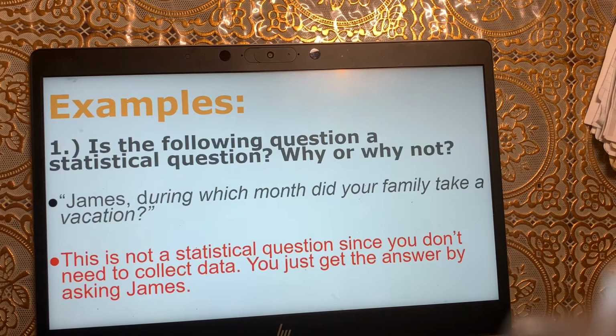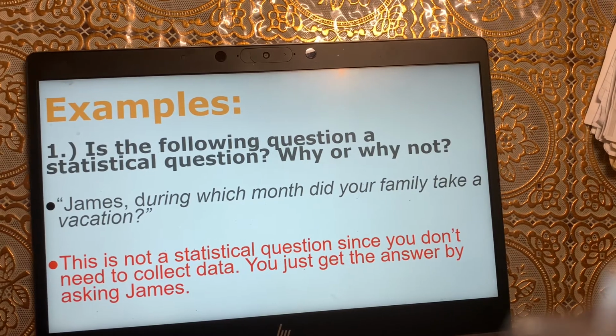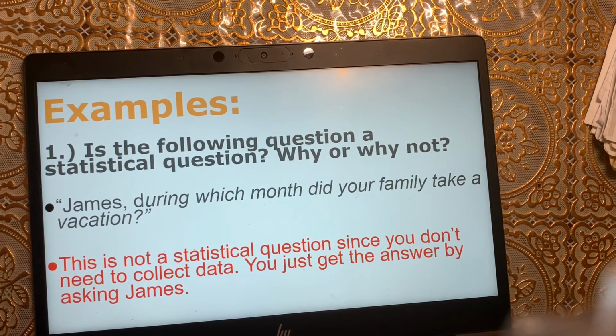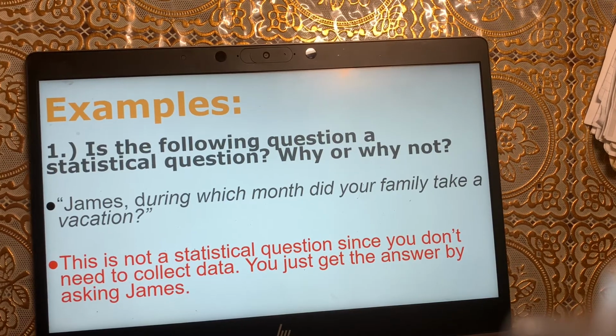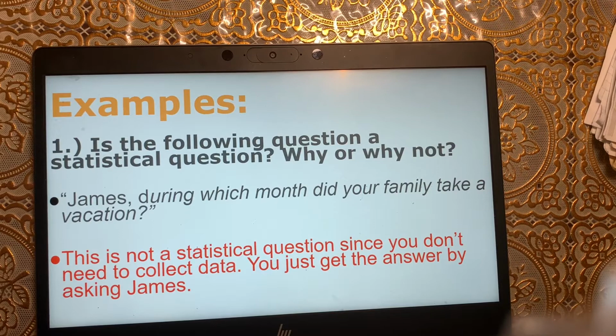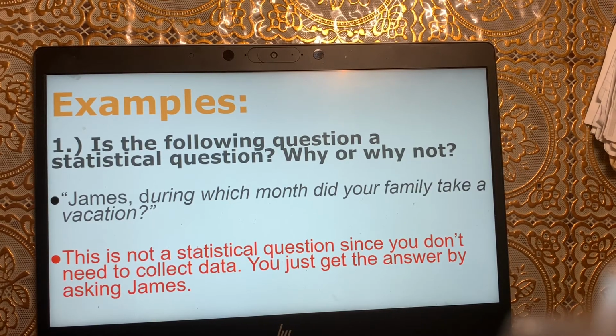Okay, let's take an example. Is the following question a statistical question? Why or why not? For instance, we ask James, during which months did your family take a vacation? This is not a statistical question, since you don't need to collect data. What you need is just to answer it by asking James. So this is not a statistical question.